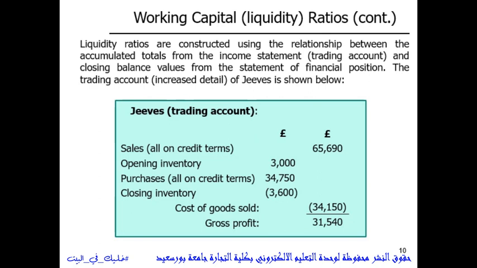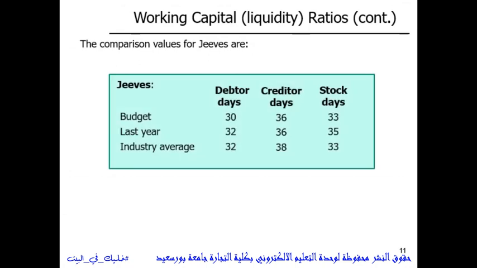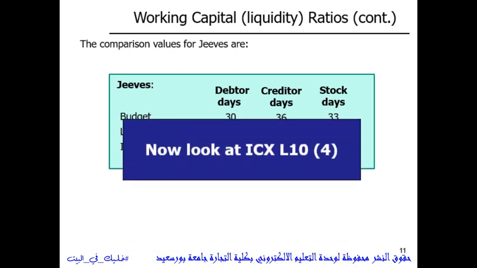Now let's calculate the working capital ratios. And he gives you, as usual, the notes in order to be able to compare the performance of this year with the previous year and with the coming year and with the industry as a whole. So moving on to page 124 in your book. Look at in-class exercise 4.